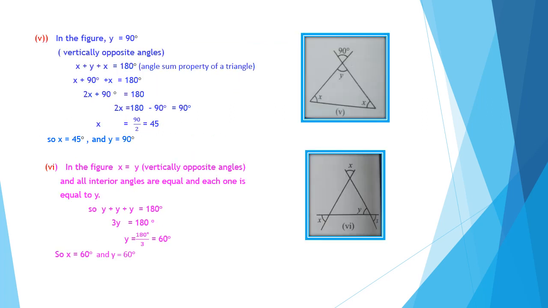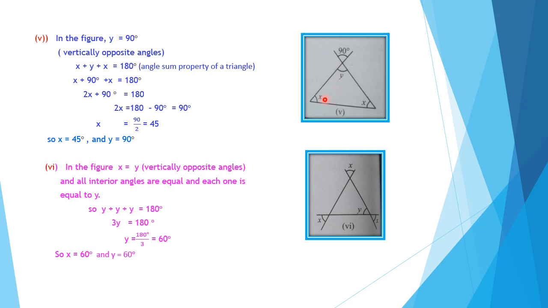In question number 5, we have all the angles of the triangle unknown. x, these two are of equal measure, and y is also not known. And y and 90 degrees, they are vertically opposite angles. So we write it first in the step. In the figure, y is equal to 90 degrees. They are vertically opposite angles. So we got the measurement of y as 90 degrees.